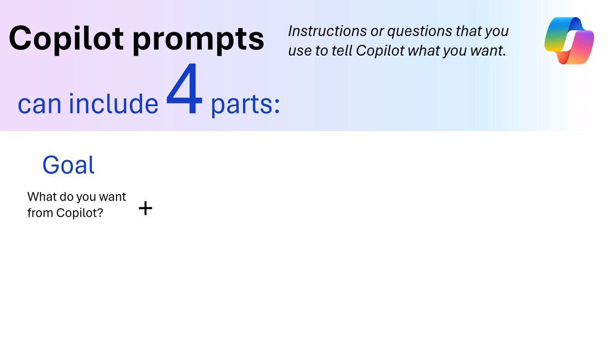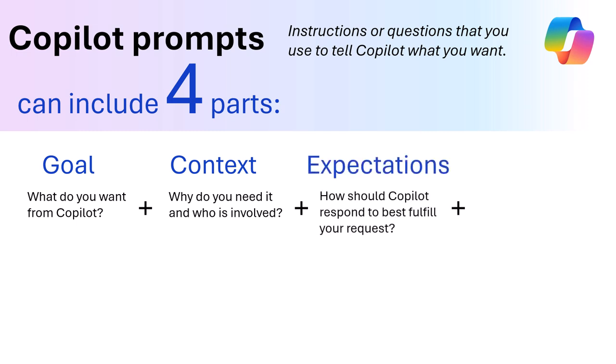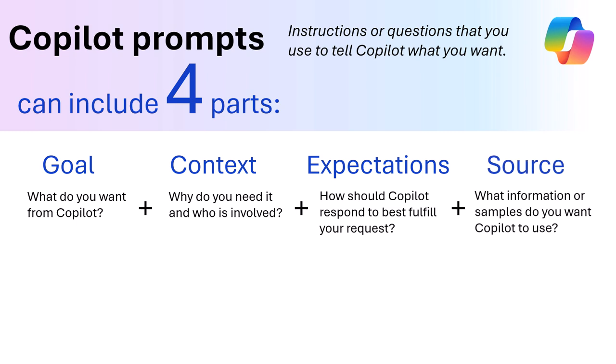There's a goal. And I guess this is also true with people. If you really want to know the information, what do you want from CoPilot? Then give some context. Why do you need it? Who's involved? What are your expectations? So how should CoPilot respond to best fulfill that request? Should it be formal, informal? Is the audience new to the topic? And what's the source? That's a big one too. What information or samples do you want CoPilot to use?